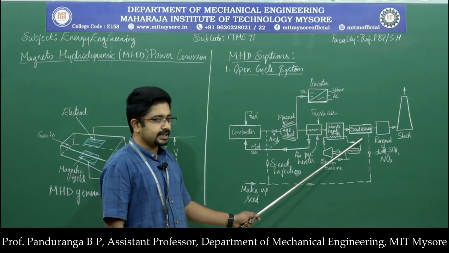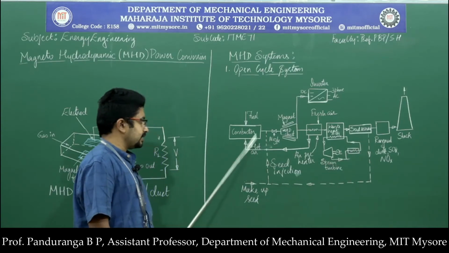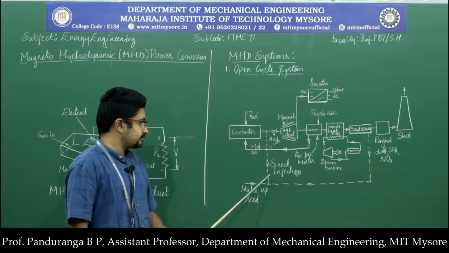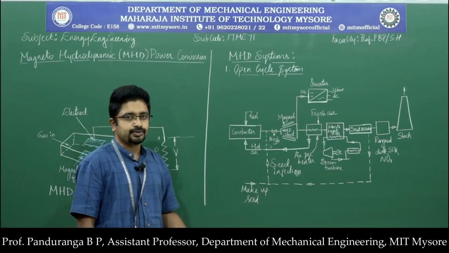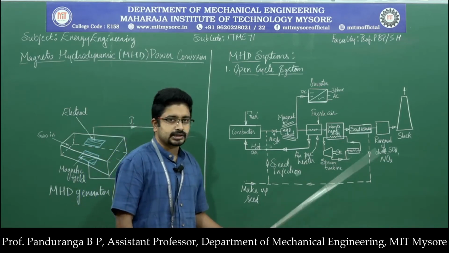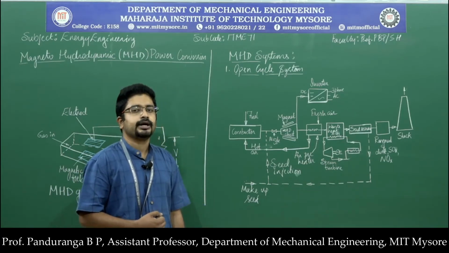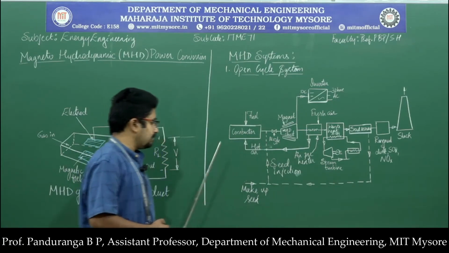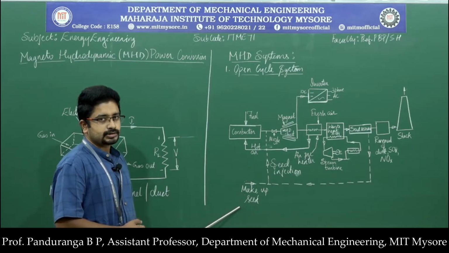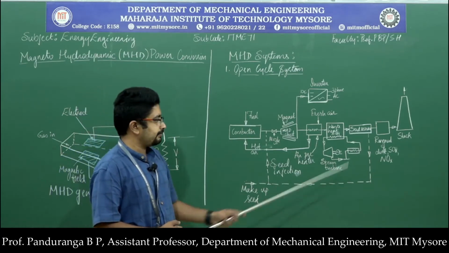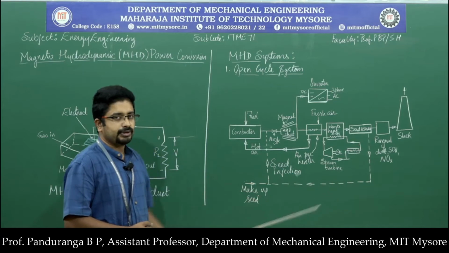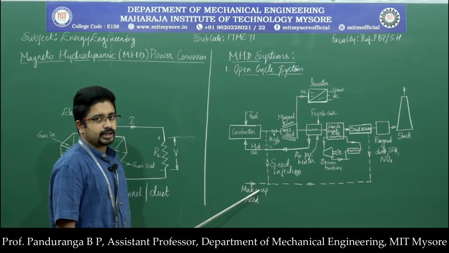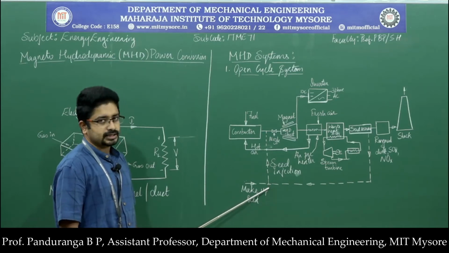So here the seeded particles, the particles which are injected here, will be recovered, and then those seeded particles will be sent back. During the recovery process, we will not be able to recover 100% of the seed particles. For that purpose we have makeup seed here. Whatever amount of seed particles is lost here will be made up with the help of makeup seed particles which will be supplied at this stage.